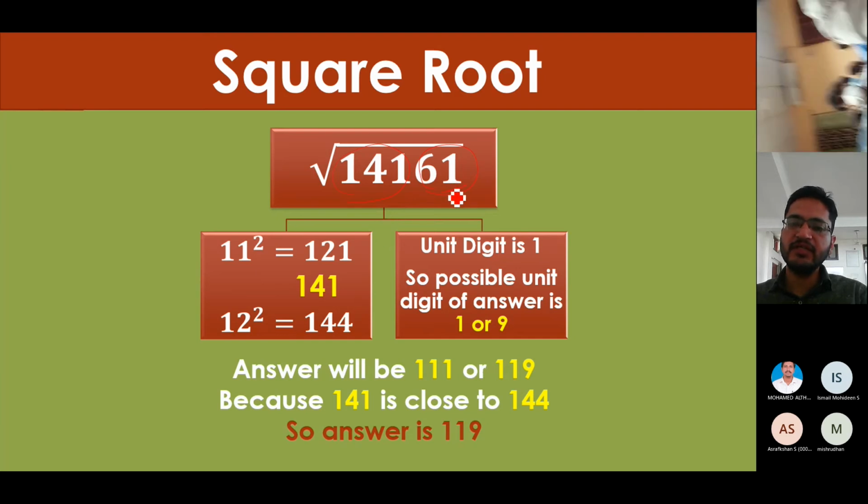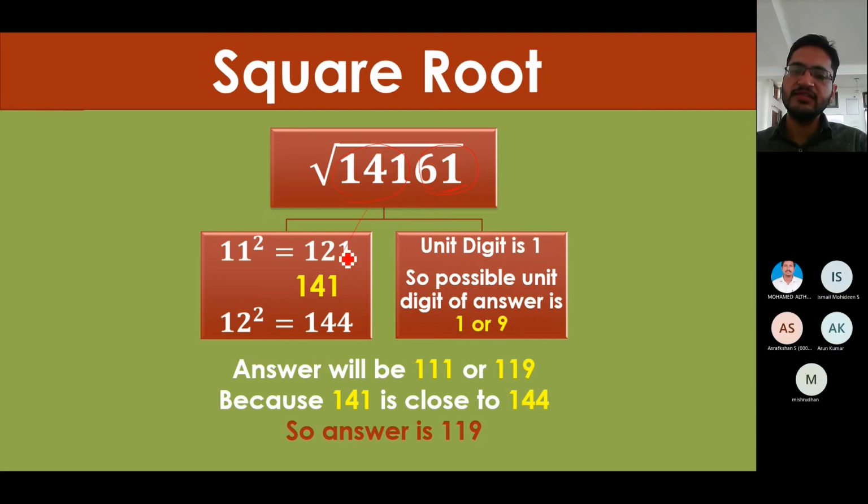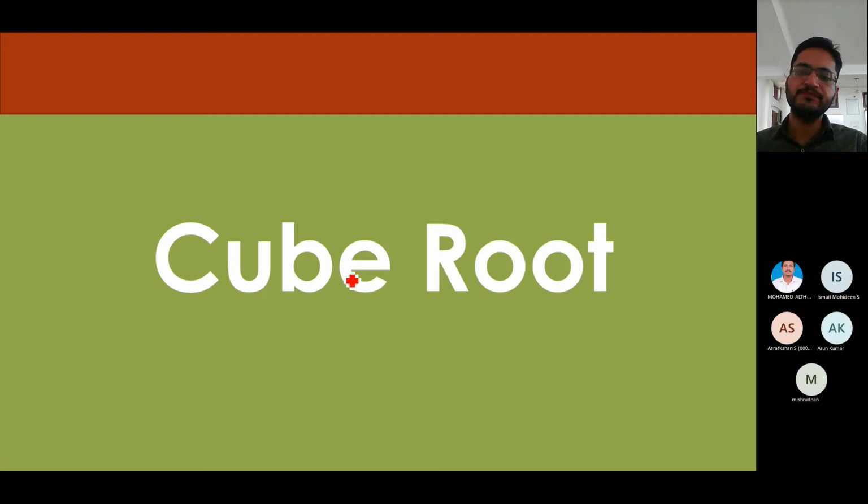Now this is ending with 1. So the unit digit will be 1 or 9. Now this is greater than 121, which is the square of 11, so in the tens place we will write 11. Now 141 is close to 144, so I will write here 9, the greater number. So the answer will be 119.